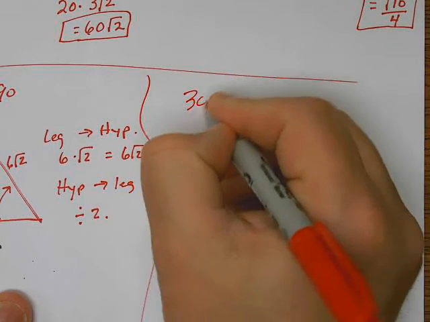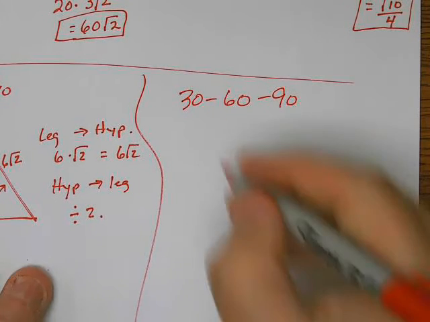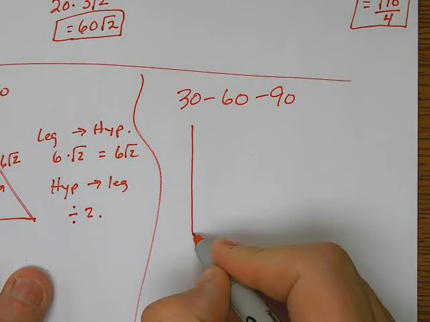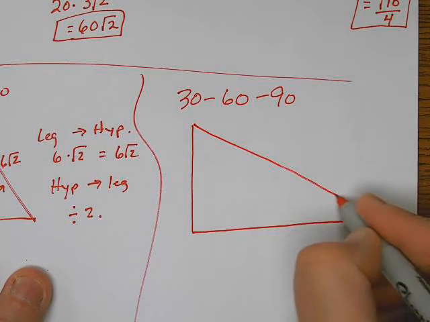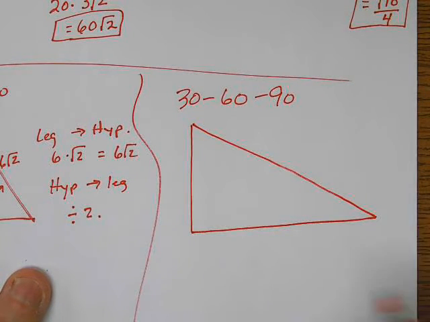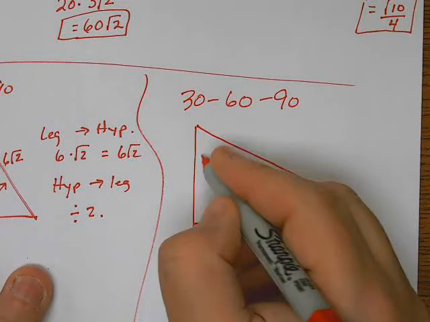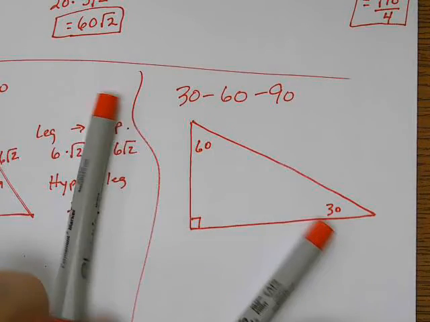The next one's called the 30, 60, 90 right triangle. Remember, these all are considered special right triangles. So here's a right triangle. Here's my 30 degree. Here's my 60 degree. Now, I'm giving you that, but I do want to talk about this a little bit. Think through an angle with me with the third side.